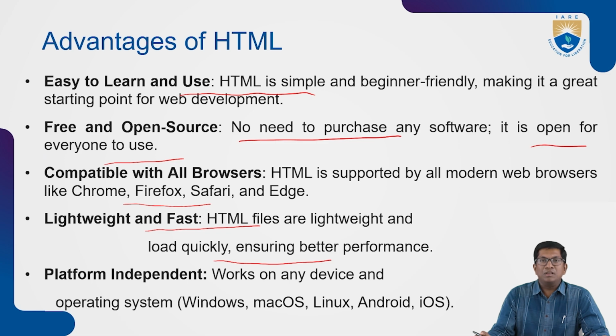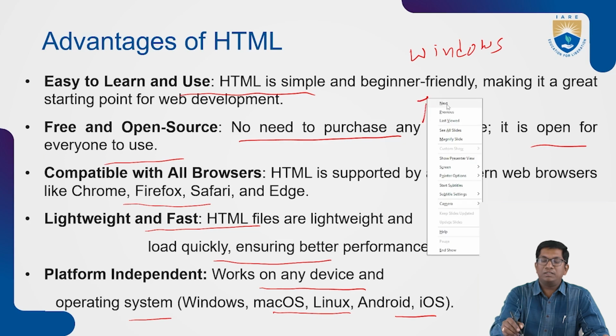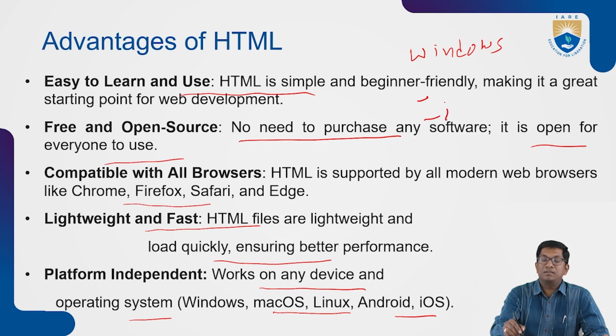Platform independent. Whatever code you write using the HTML markup language, we can run on any operating system like Windows, Mac OS, Linux, Android, iOS. Write the code and run it on any operating system. We write the code and save it in the Windows operating system. The same file we can run in the Linux operating system also. There will be no difference, so we can run it on any other platform.